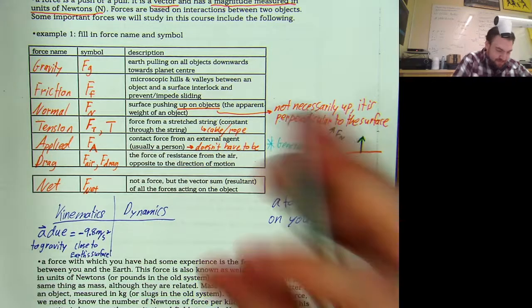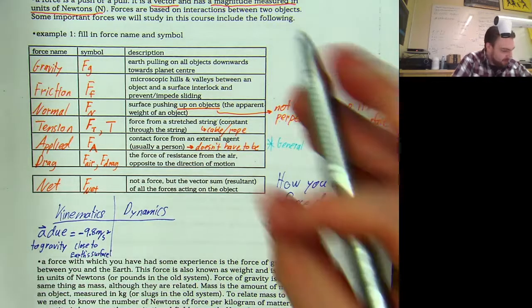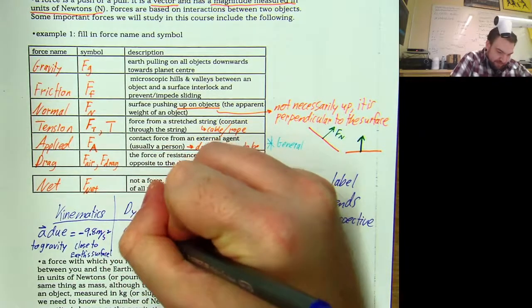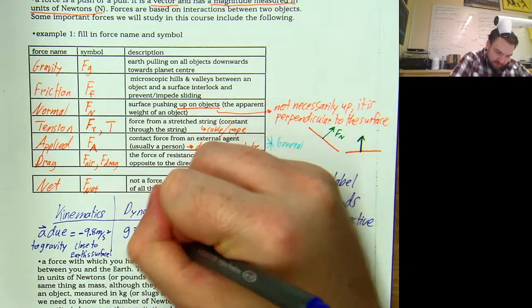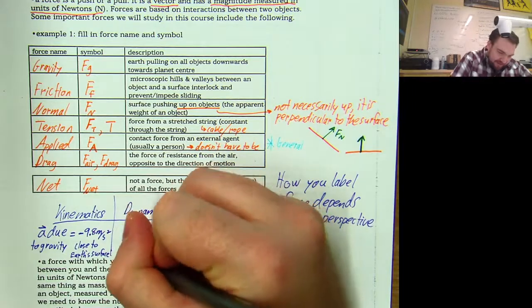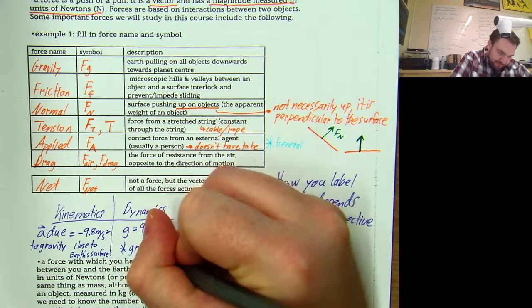In dynamics, we don't call it an acceleration. We say that little g is 9.8 newtons per kilogram. So the units are fundamentally different. And this little g is gravitational field strength.